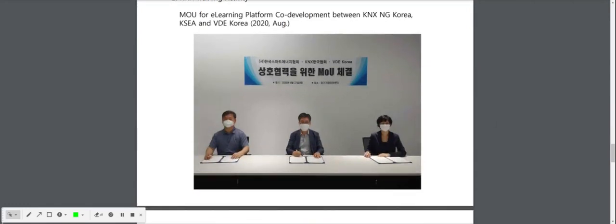Another interesting thing is we made an MOU. We signed the MOU together between the KNX National Group, KSEA (Korea Smart Energy Association), and VD Korea to develop an e-learning platform. This is a very new approach at this time, because we are trying to make an e-learning platform which can include the KNX part as well as other technical topics together, to give more chance to local people who are interested in getting a training session.